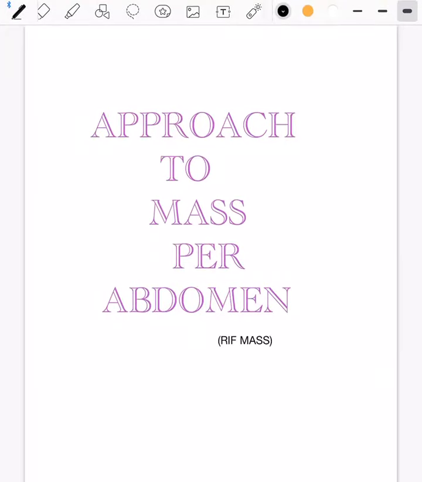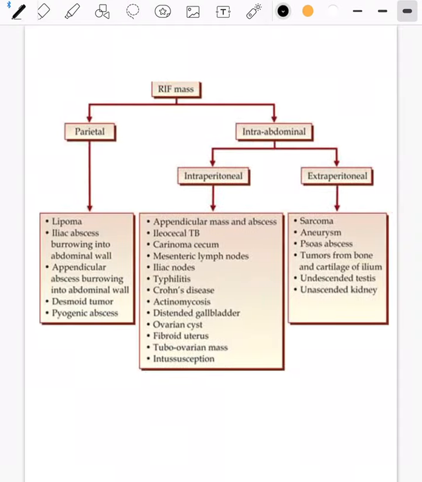Okay guys, so today we'll be talking about how to approach a case of mass per abdomen, and here I have taken a sample case of right iliac fossa mass. Suppose a patient presents to you with the chief complaint of mass per abdomen, and he may also present with other complaints like nausea, vomiting, pain or something else.